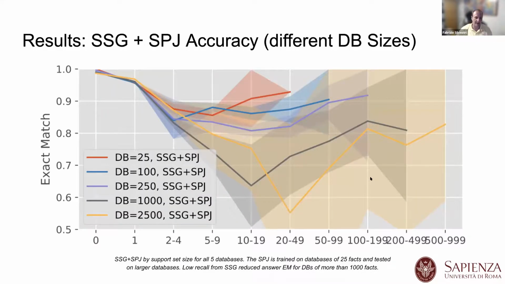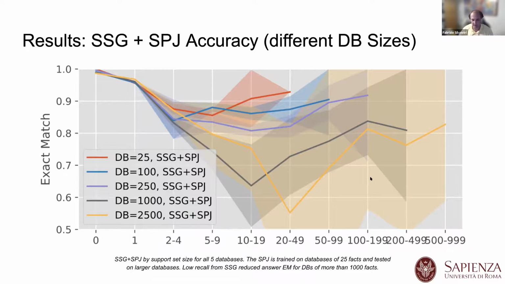And here are the results according to different database sizes. As expected, the larger the database, the more challenging the task becomes. So this actually shows that there is still some research to be done in the retrieval phase as well, because when the size of the database, of the fact base, increases, it's important to have a good retrieval strategy. So the precision really matters.